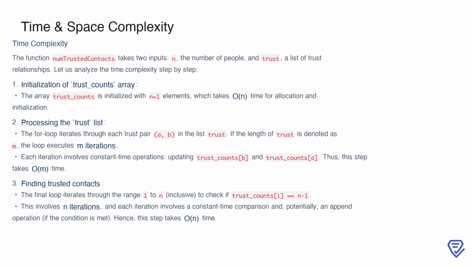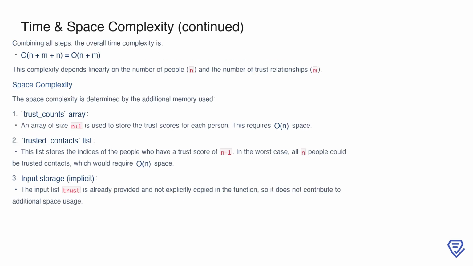Finally, we loop through the range from 1 to n to identify trusted contacts. This requires n iterations, and each iteration involves a simple comparison and possibly adding an element to a list, both of which are constant time operations. As a result, this step adds another O(n) to our time complexity. When we combine all these steps, the total time complexity of the function becomes O(n) plus O(m) plus O(n), which simplifies to O(n + m). This linear relationship means the function's runtime is directly proportional to the number of people, n, and the number of trust relationships, m.